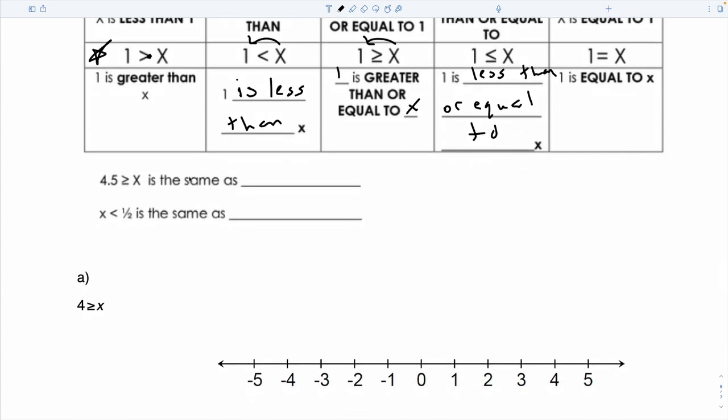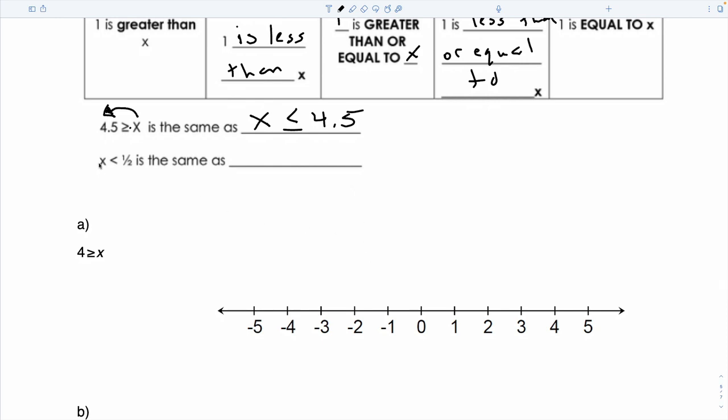In general, when you have answers where the x ends up on the right, I want you to rewrite this. So if 4.5 is greater than or equal to x, rewrite it as x is less than or equal to 4.5. Whatever the x is, read that to the left. X is less than or equal to 4.5. Questions on that? Okay. We're going to skip this one.